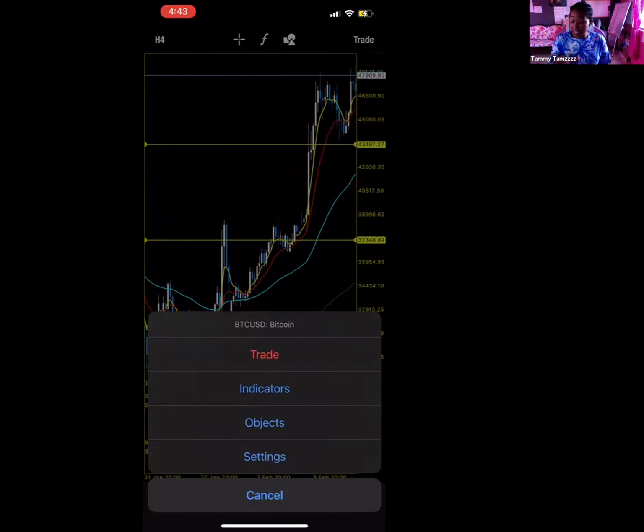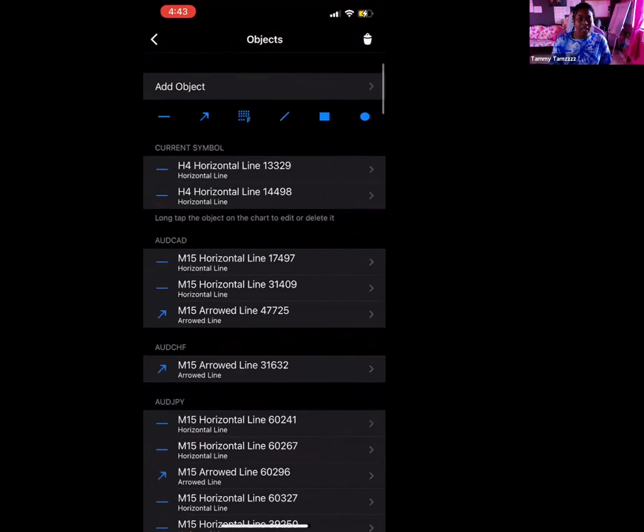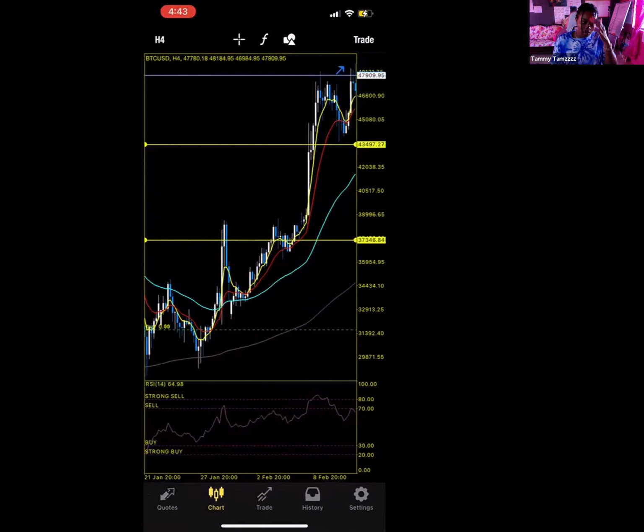Android users, it's the same thing that Sherry just did. Tap on the screen, hit the triangle, circle, square icon, and it's going to take you to objects. You want to select this arrow right here. When you select that arrow, as you can see at the top right, it says we have an arrow pending.